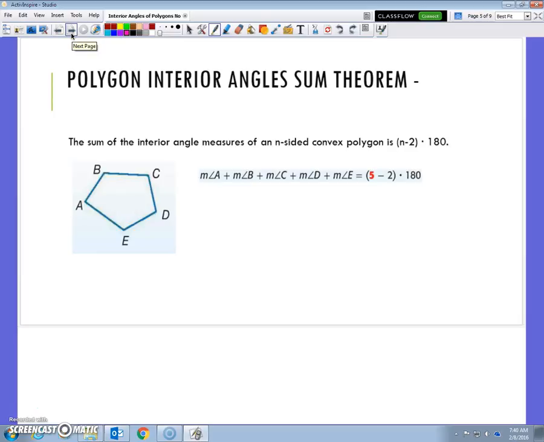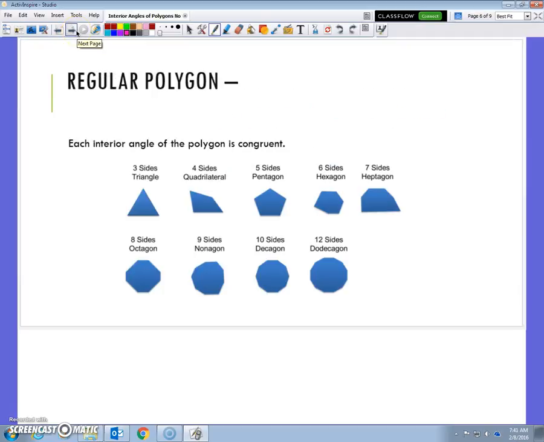And so, of course, we have a theorem here. And it says the sum of the interior angle measures of a convex polygon is n minus 2 times 180. That's what we just established. So the measure of angle A plus the measure of angle B, C, D, and E, all those angle measures should equal n minus 2 times 180, where n represents the number of sides. Okay. So let's take a look here.